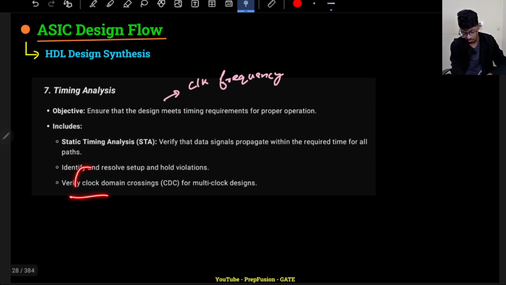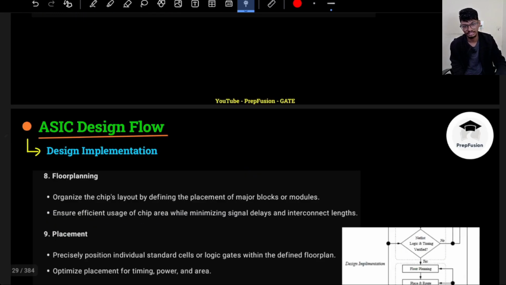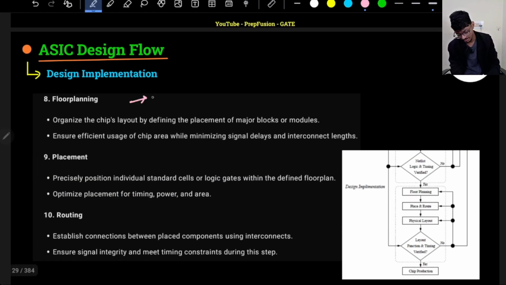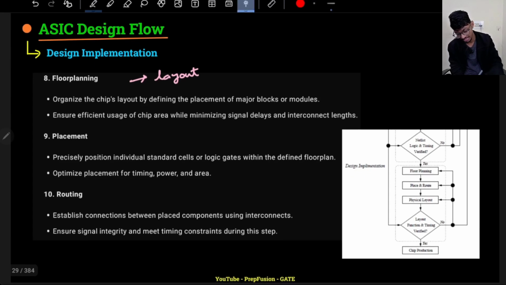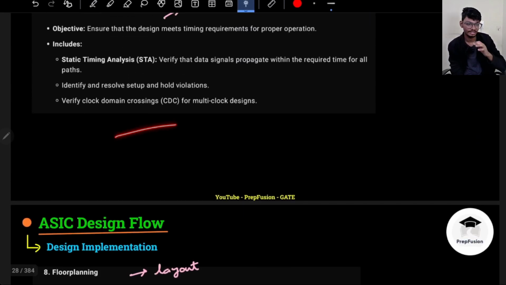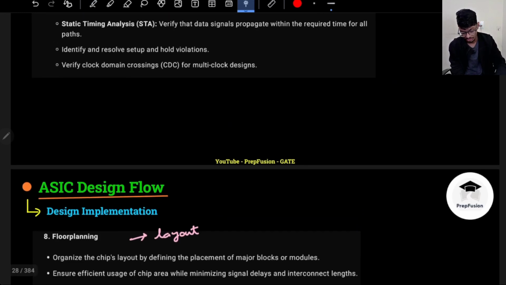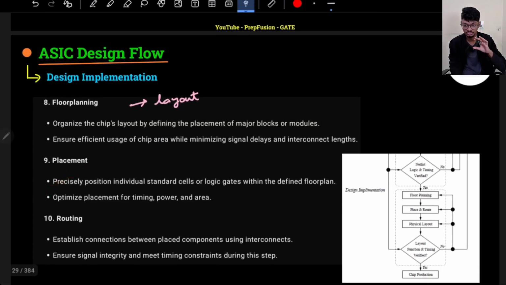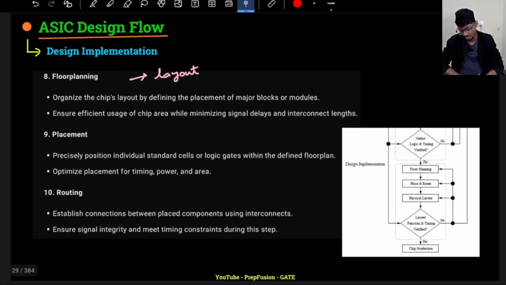You have to verify clock domain crossing, CDC, for multiple clock designs. If I have multiple clocks, are they properly synchronized or not? So all these things you have to design. This, guys, is for layout. After all these things have been done, finally functionality has been checked, design has been checked, testing has been done, you come to the layout part, where you actually start the layout of the chip, which will then go to manufacturing.